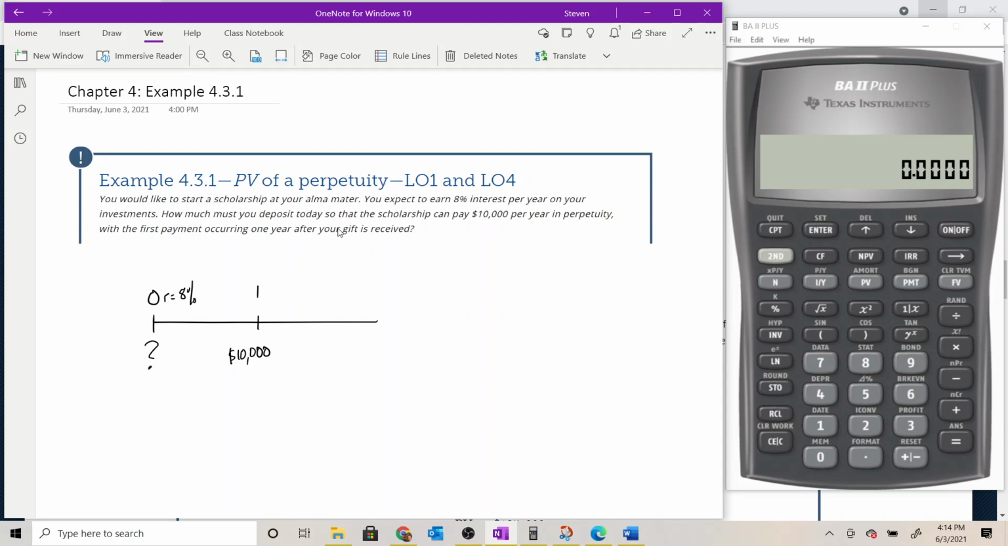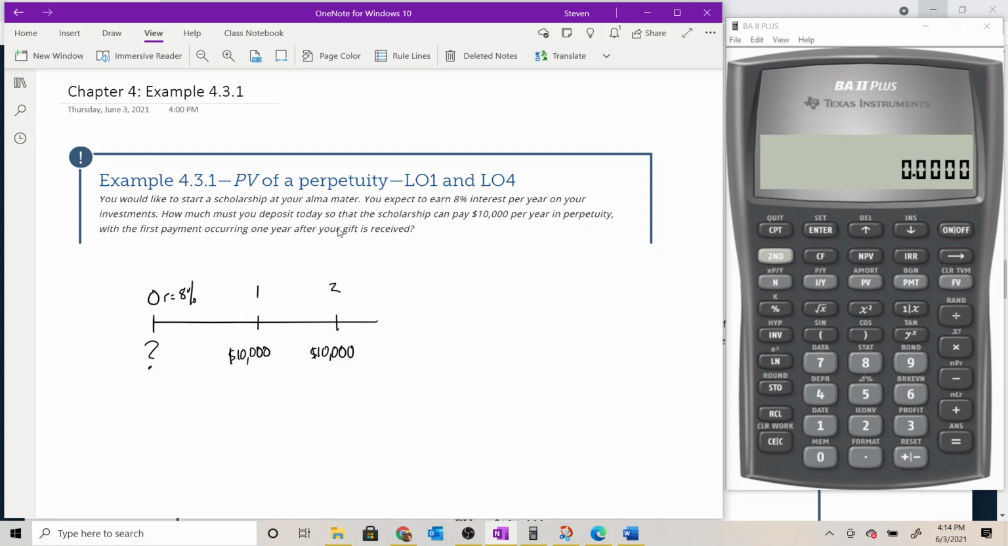All right, it says how much must you deposit today so that the scholarship can pay $10,000 per year in perpetuity, with the first payment occurring 1 year after your gift is received. So I'm going to deposit something today. It's going to accumulate interest for 1 year. I'm going to pay out $10,000 from that amount. And then 2 years from today, it's going to pay out another $10,000, right? It says in perpetuity, we want to pay out $10,000 per year. Perpetuity is just a funny word for forever. It just keeps on happening over and over again.